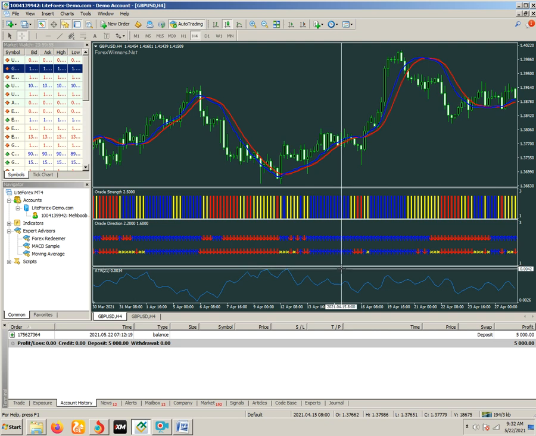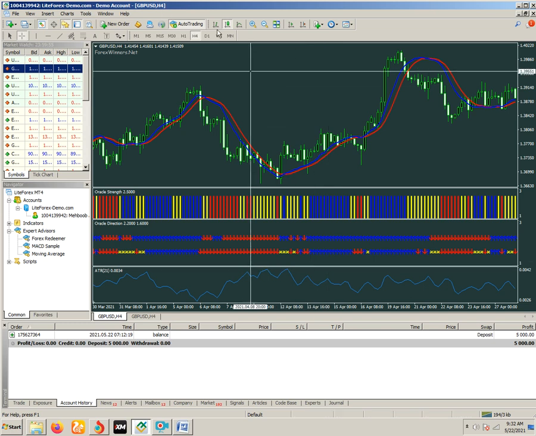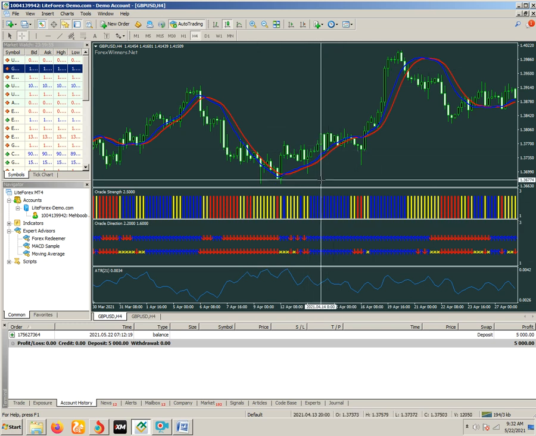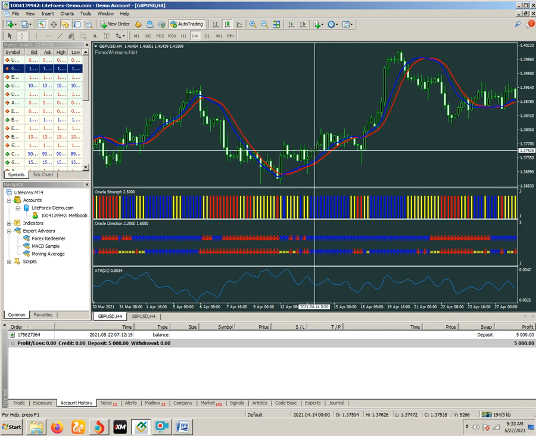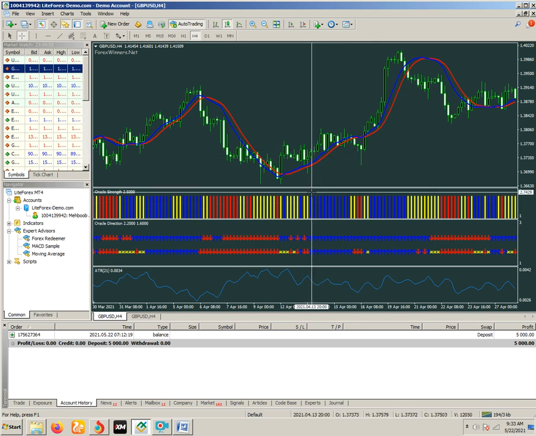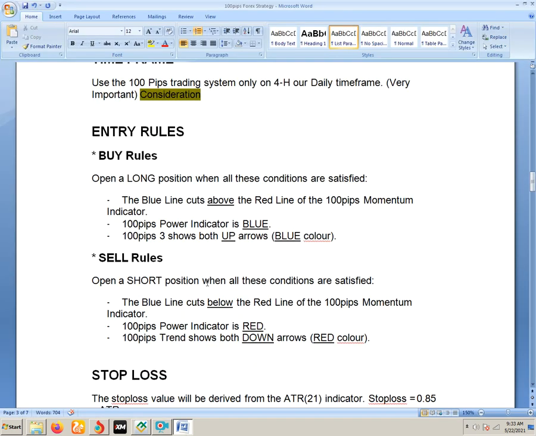Basically I designed this system because I tested many time frames, and then I concluded which time frame can get good results. So I suggest H4 and D1, and when these three are all the same, the line below upside and the arrows below upside, then it's the exact entry point. Okay, the sell rule is the same.